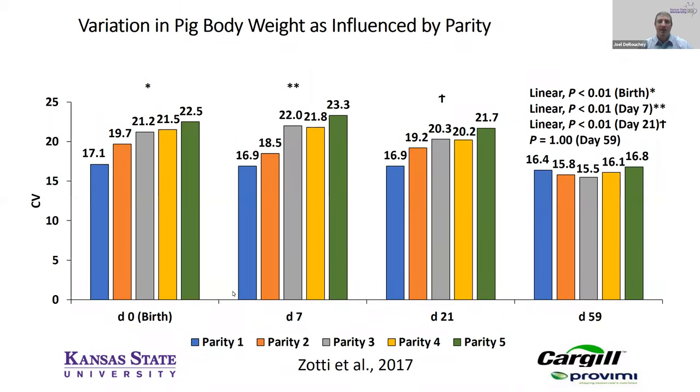In addition, if we look at parity, in this particular data set, parities were segregated from parity 1 to parity 5, reflected by the different colors. And what we can see is at birth, pigs from litters from parity 1 had the lowest variation, while those from parity 5 had the highest. And this was linear at birth. This was also linear at day 7 during the suckling period. It was linear at weaning at day 21. But no differences were found again at the end of the nursery period. Thus, while there was variation early, it was not found at the end of the nursery period. And this can be reflective again, as parity ones in this particular case had the lowest amount of piglets born compared to the higher parities, thus just offering some variation, maybe reflective of the size of those litters as well in this particular case.